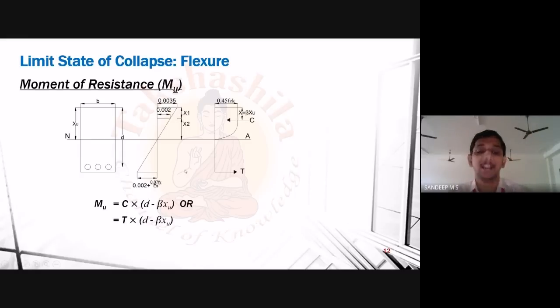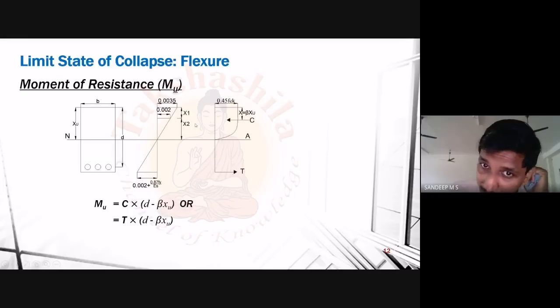Okay. My question was this: we have two relations for calculation of moment of resistance. The first one is C into D minus beta into XU, and the second one is T into D minus beta into XU. So in this case, for an under reinforced section, I am telling that I will always go with the second case, that is T into our lever arm. What can be the reason for that?